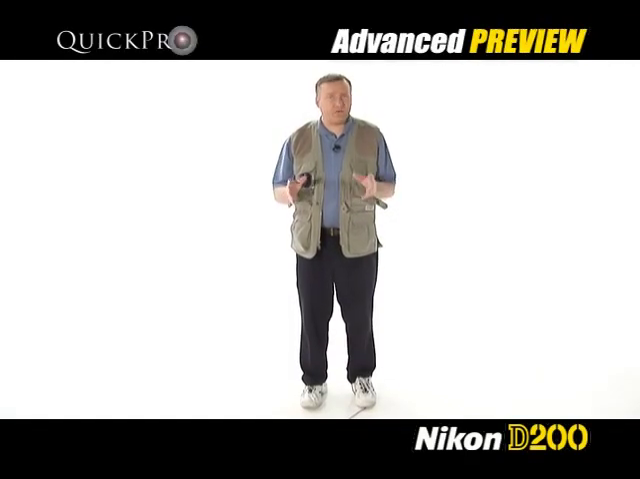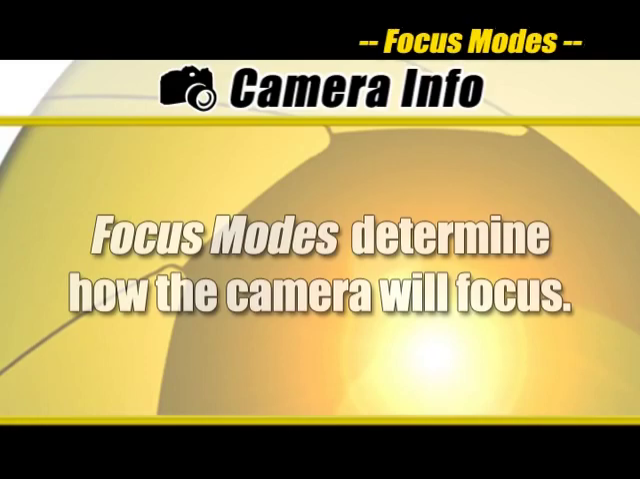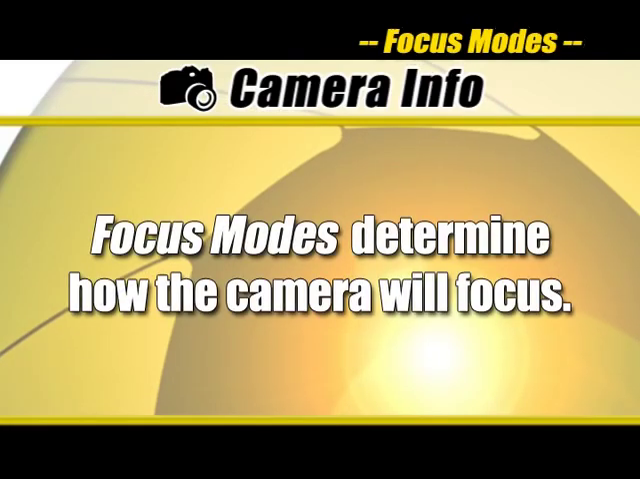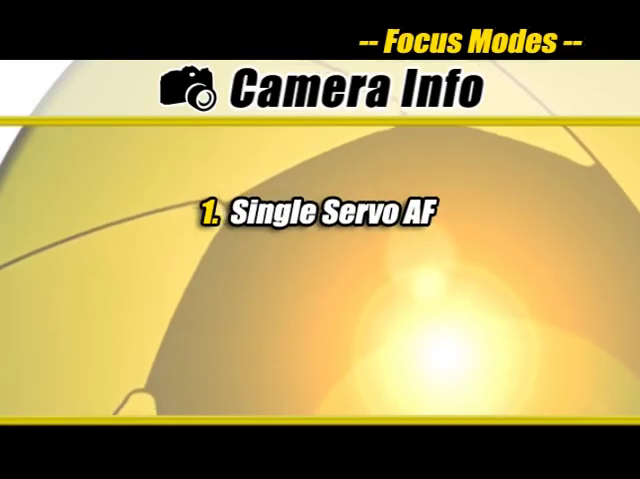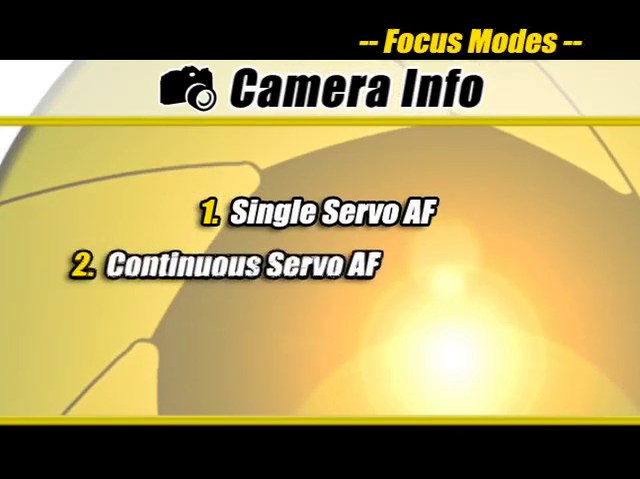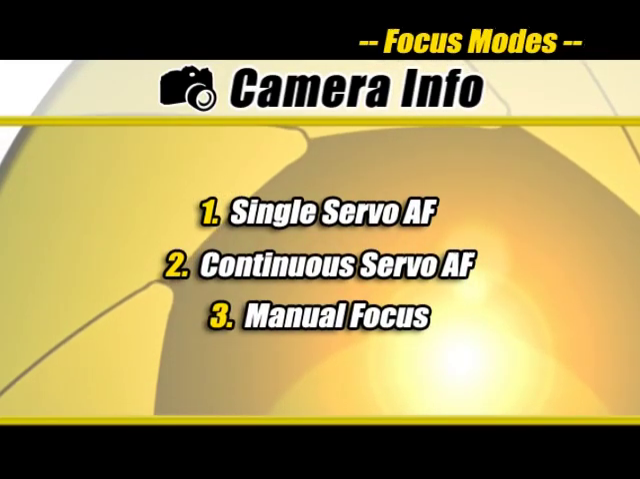There are several other advanced features of your camera that we will only preview now, but we'll discuss in greater detail in our advanced DVD. The first advanced features that we'll preview are the autofocus or focus modes. By selecting a focus mode, you can determine how your camera will focus. There are 3 modes to choose from: single servo AF, continuous servo AF, and manual focus.